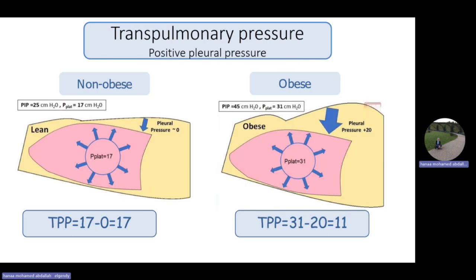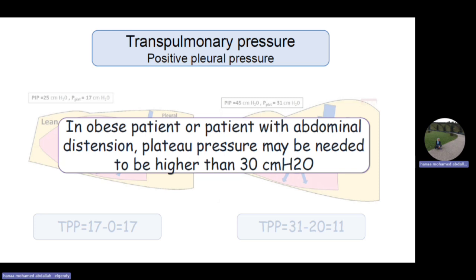For example, in a normal, non-obese patient, transpulmonary pressure is 17, and there is good distending pressure for the alveoli. In obese patients, if the plateau pressure is 31 and the pleural pressure is highly positive, 20, if there is pleural effusion or compression from outside by a mass or by obesity, the distending pressure is only 11, so the alveoli will never distend. So in obese patients, or patients with abdominal distension, plateau pressure may need to be higher than 30 centimeter water. But if we allow the plateau pressure to be higher than 30 centimeter water, we should apply the esophageal tester.